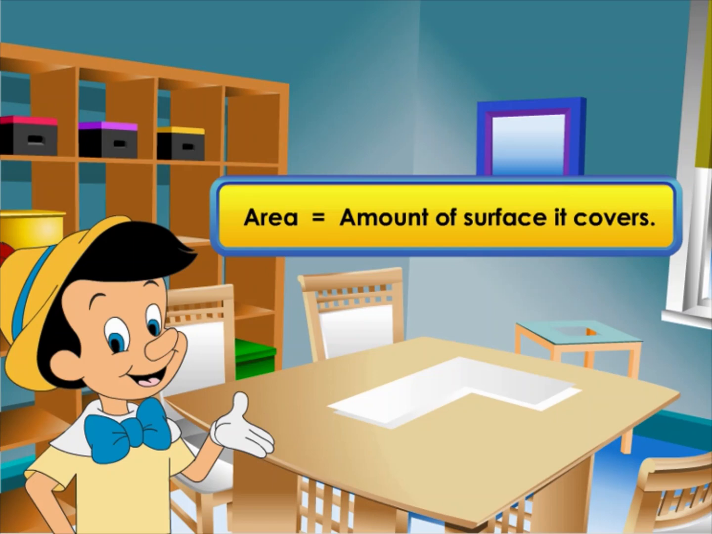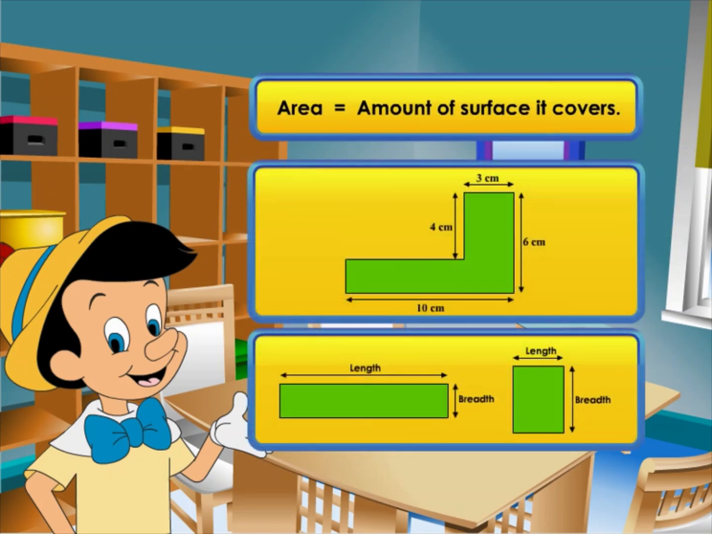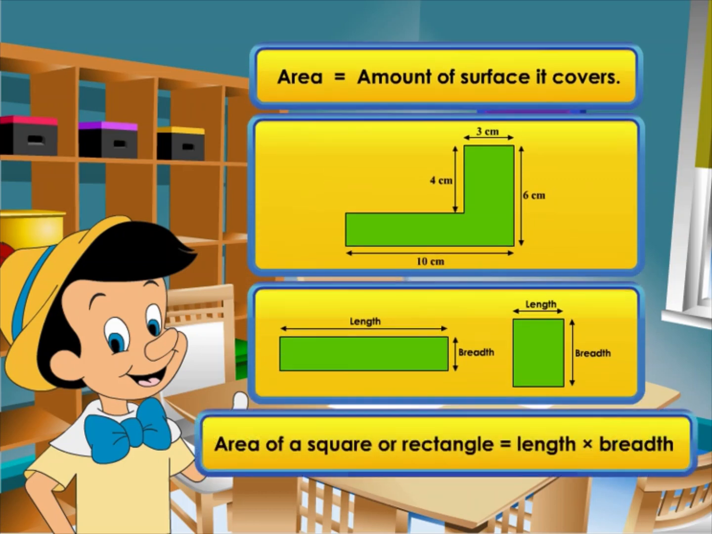Let's look at the story. Pinocchio's teacher has given him a piece of cutout paper. His teacher wants him to find the area of the cutout paper. Sides of the shapes are marked. Pinocchio has learned how to find the area of a square and rectangle. The area of a square or rectangle can be calculated by using this formula, length into breadth. He has no idea how to find the area of the given figure. Can you help him?